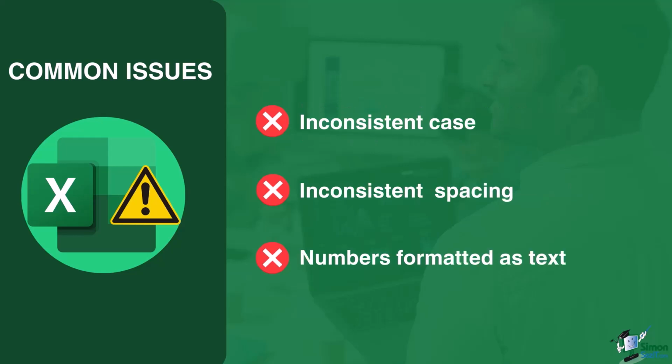We might have inconsistent case, which can make our analysis look really messy and hard for people to read. The same goes for things like inconsistent spacing. It can start to make our analysis look messy. We might have numbers in our data that, instead of being formatted as numbers, are formatted as text. And this can cause a whole heap of problems, particularly if we're using formulas which rely on those being numbers. They're not going to calculate correctly. So we want to make sure that our numbers are actually numbers.